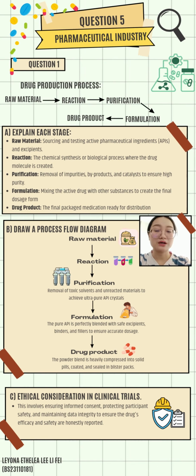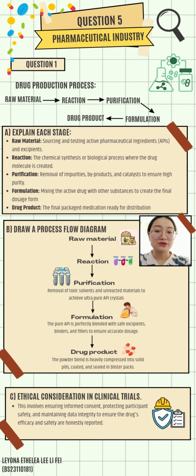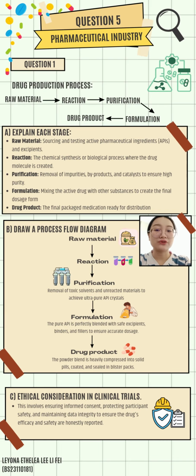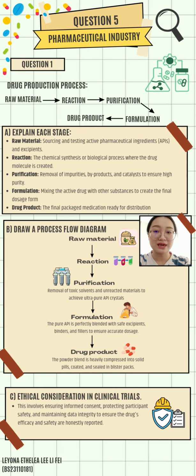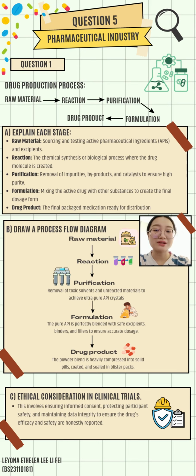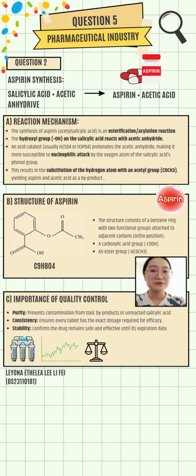So in B, drug production process, which is explained in A. C, ethical considerations in clinical trials. This involves ensuring informed consent, protecting participant safety, and maintaining data integrity to ensure the drug's efficacy and safety are honestly reported. This slide is about aspirin synthesis.